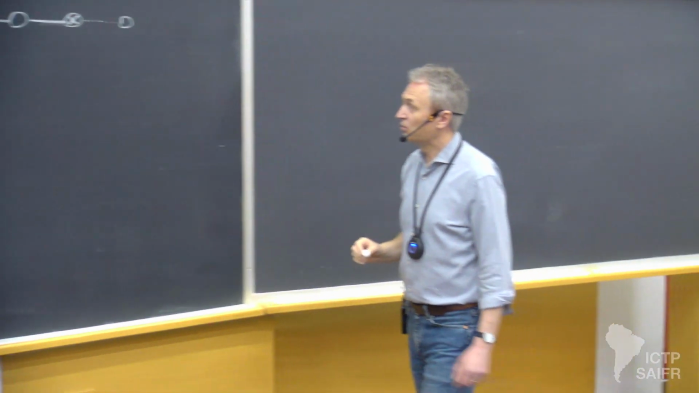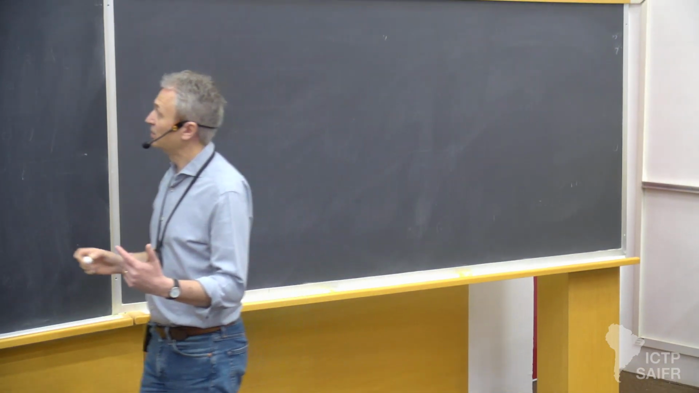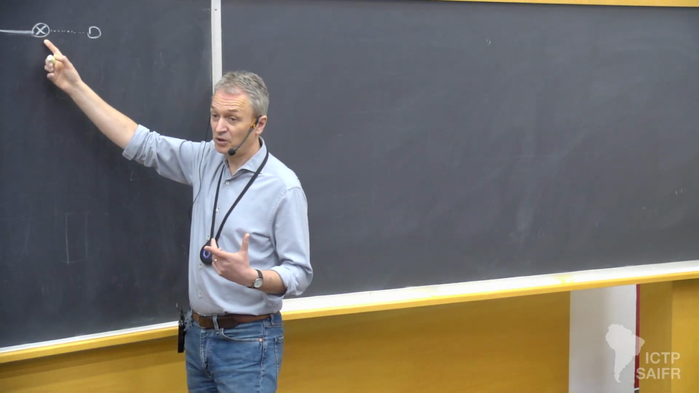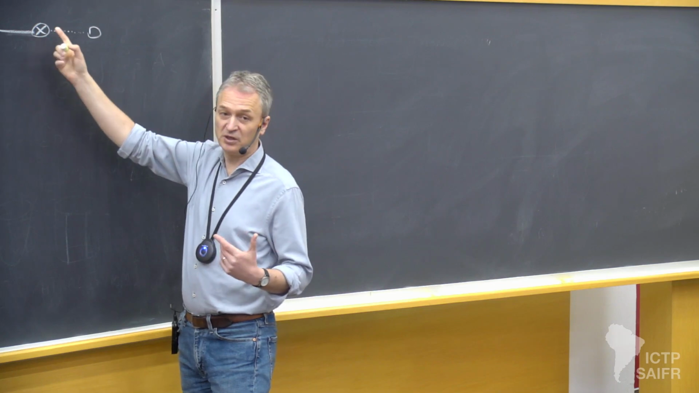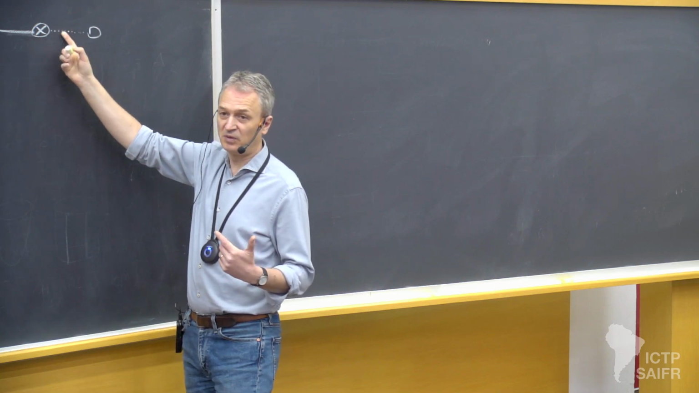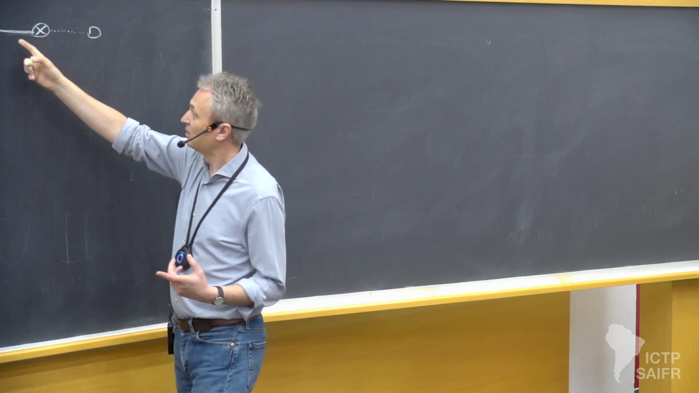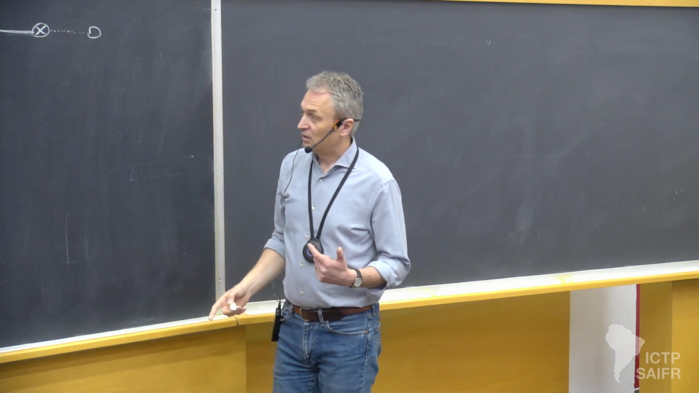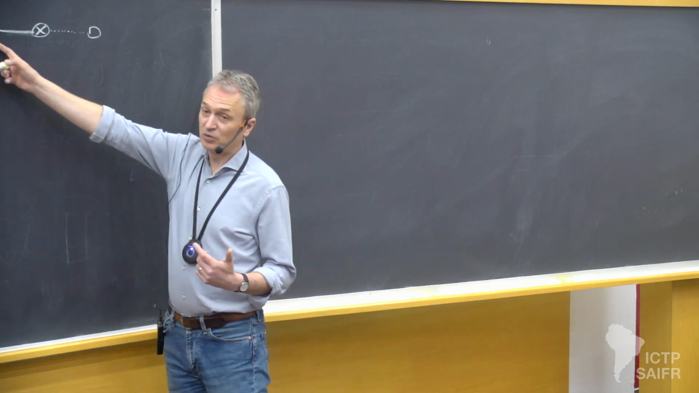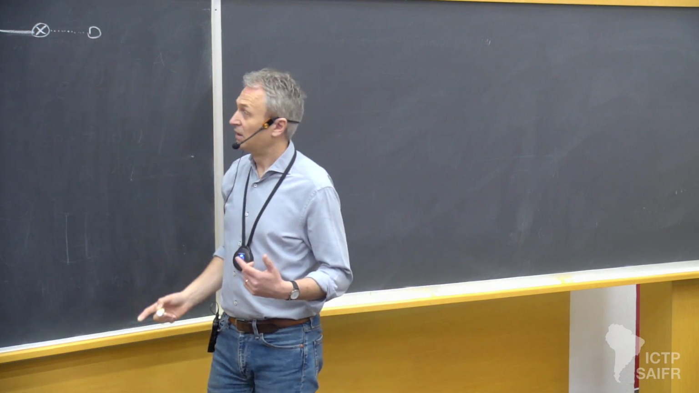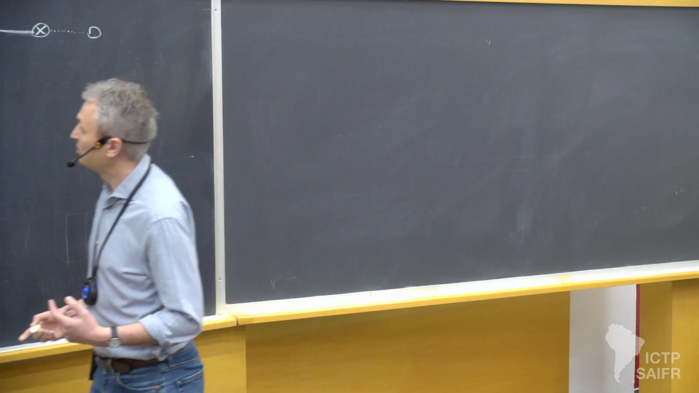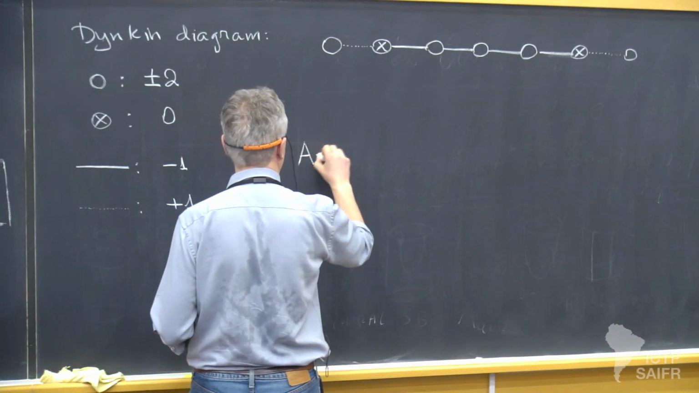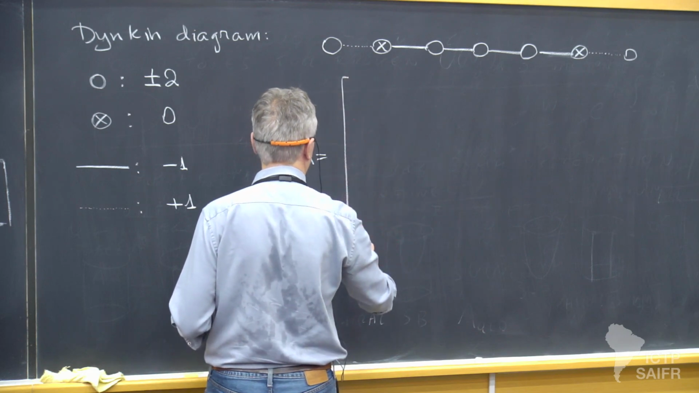So the rules of the game are the following: once you hit the fermionic node, you should change the links from solid to dotted, and also the diagonal elements change sign from 2 to -2. So let me maybe write the Cartan matrix as a matrix.